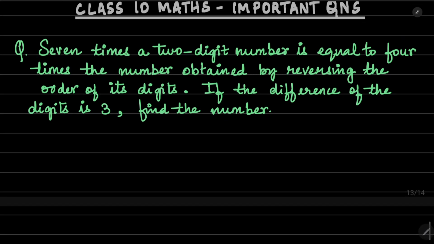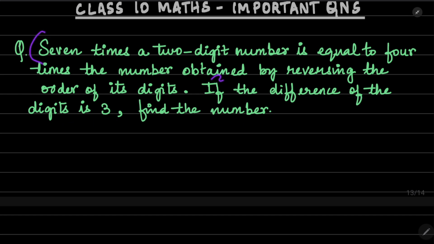In today's video, we will be solving an important question from class 10th, linear equations. The question is: 7 times a 2-digit number is equal to 4 times the number obtained by reversing the order of its digits. If the difference of the digits is 3, find the number. So you have to find the number, right?